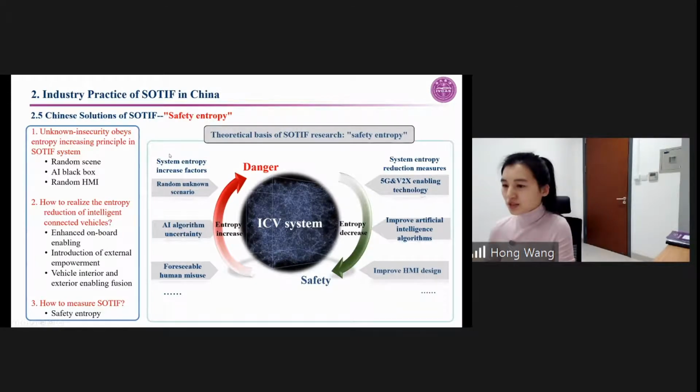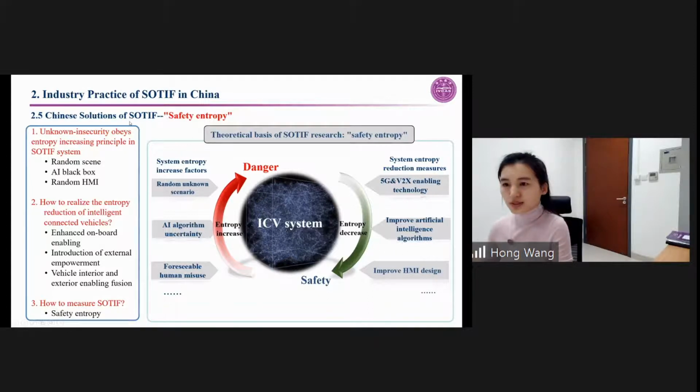So how do we realize the reduction of the system entropy? We tried to use approaches like 5G V2X enabling technology, improved artificial intelligence algorithms, and improved HMI, human-machine interface design. So this is the theoretical base of SOTIF research. We call it safety entropy. And how do we measure and quantify SOTIF? We call it safety entropy.